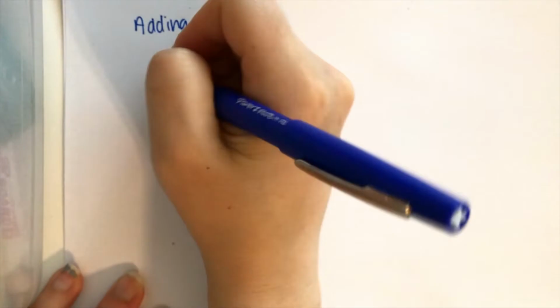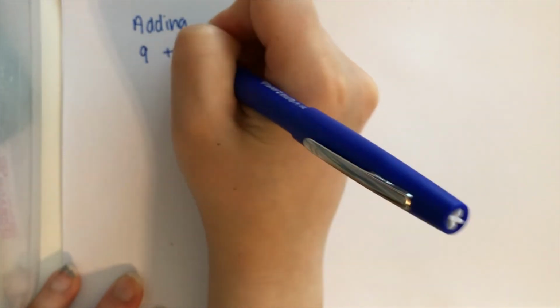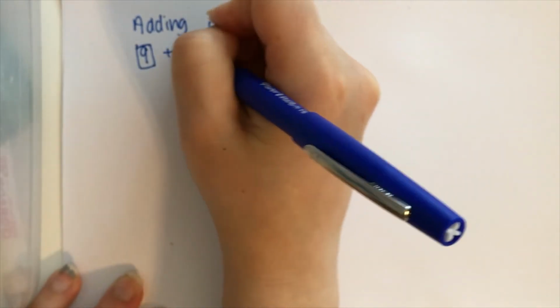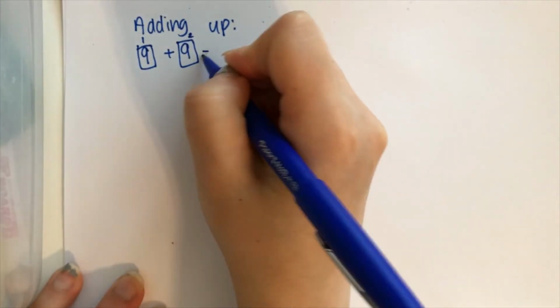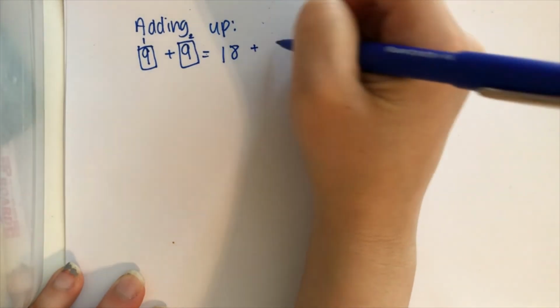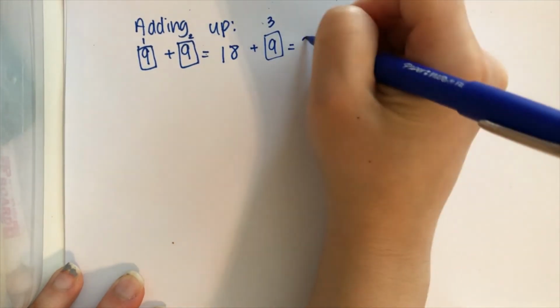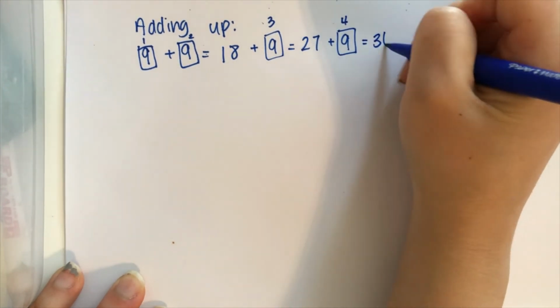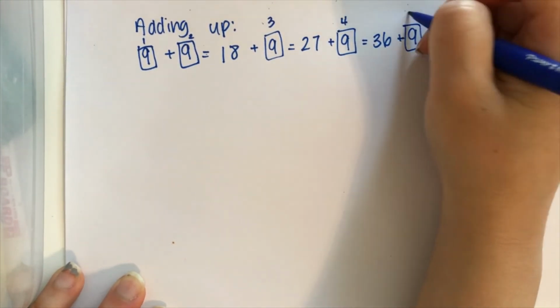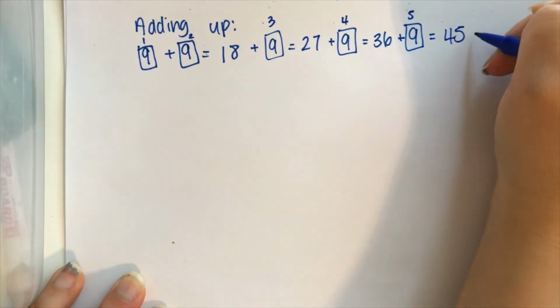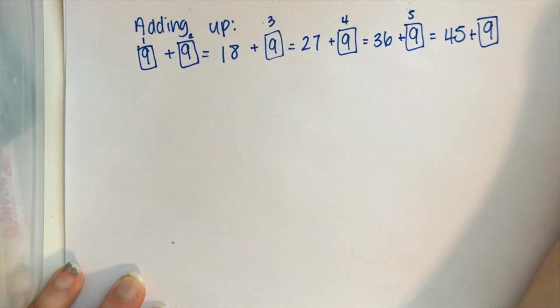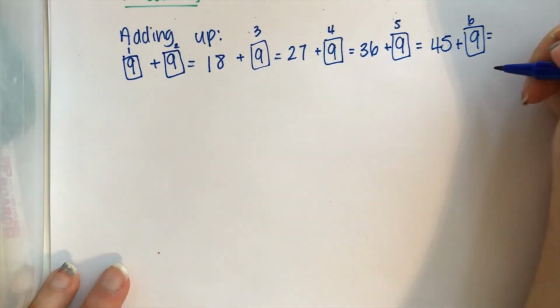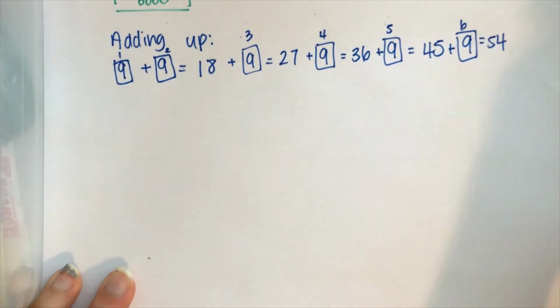Our second method is adding up, which is very similar to yesterday's. You're just going to start with 9, and then you're going to add 9. And every 9 I have, I'm going to put a box around it. So this is box number 1, this is box number 2. Add that up, that's 18. Add another box, that's box 3, that's 27. Add another box, that's box 4, and that's 36. Add 9 more, that's box 5, equals 45. 9 more, that's box 6, and that is 54.